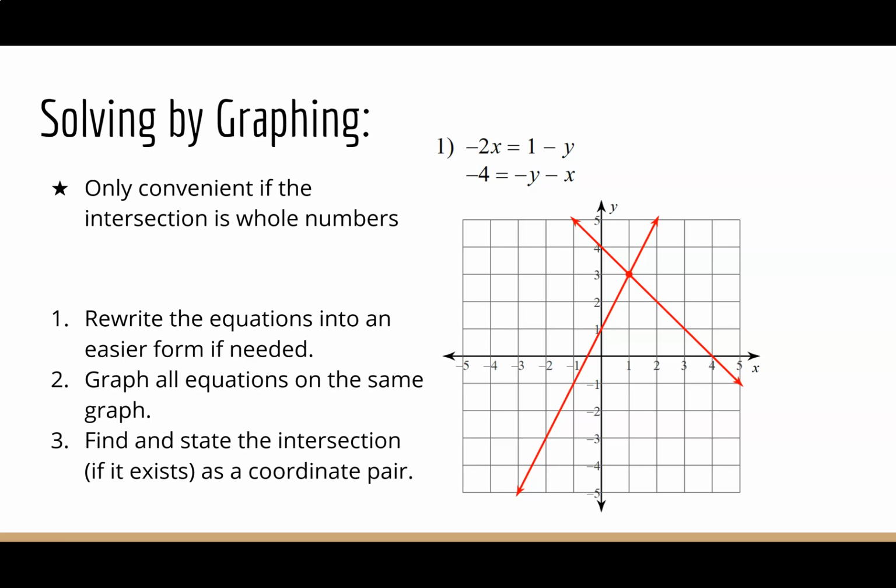So the example here, number 1, we have our graphed lines. Our solution would be 1, 3. That's the solution of the system. So the steps: rewrite the equations into an easier form if needed, graph all the equations on the same graph, find and state the intersection if it exists as a coordinate pair.